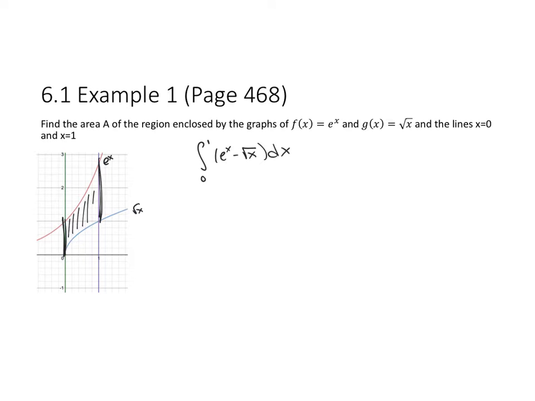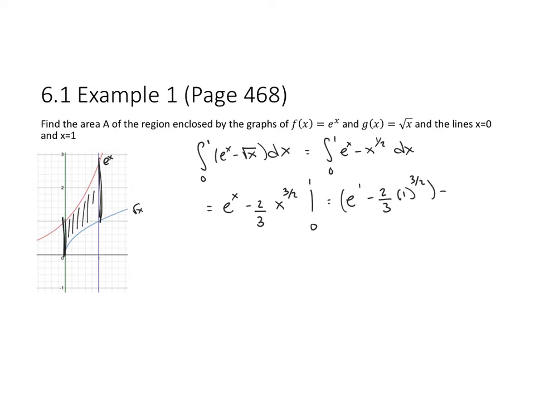So we integrate between 0 and 1, the top function, e to the x, minus the lower function, the square root of x, dx. Now we've had a lot of practice integrating this, but we could use a little bit more. So we'll rewrite the square root of x as x to the 1/2, integral from 0 to 1, e to the x minus x to the 1/2 dx, and then we'll find the antiderivative of each piece. So e to the x is just e to the x. We add 1 to the exponent, so it becomes 3 over 2. We multiply by the reciprocal, 2/3, evaluated from 0 to 1. So that's e to the 1 minus 2/3 times 1 to the 3/2, minus e to the 0 minus 2/3 times 0 to the 3/2.